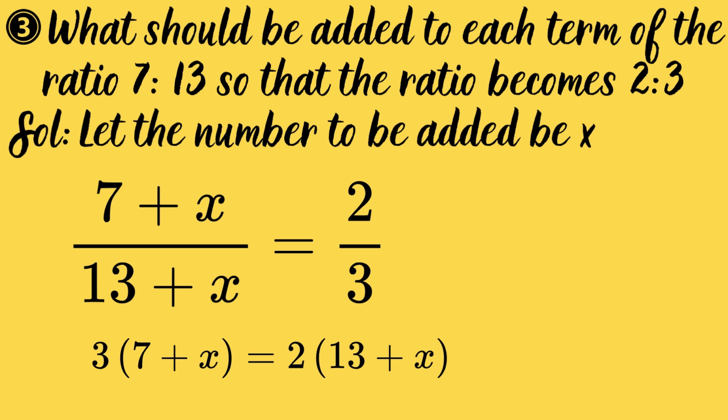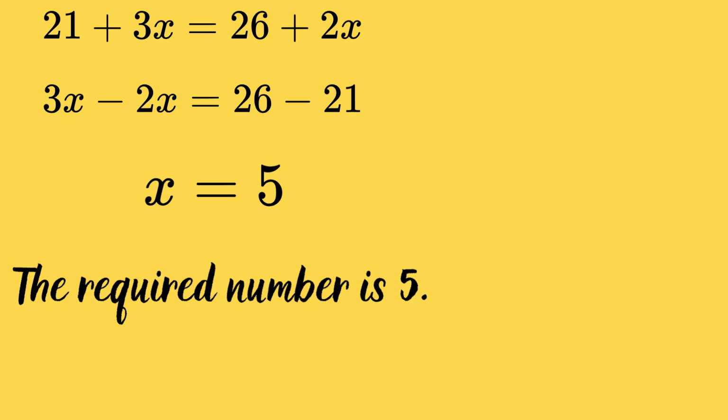Therefore, we cross multiply and we get 3 into (7 plus x) is equal to 2 into (13 plus x). So on cross multiplying, we get 21 plus 3x is equal to 26 plus 2x. And on simplifying, we get x is equal to 5. Therefore, the required number is equal to 5.